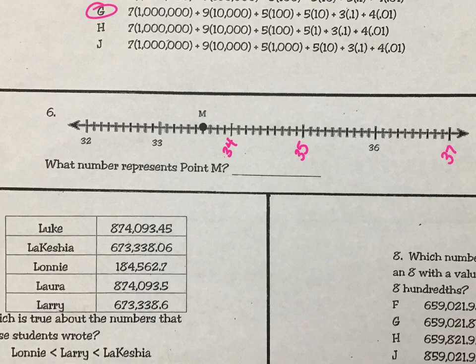Tenths. So this would be 33 and 1/10, right? 33 and 2/10, 33 and 3/10, 33 and 4/10, 33 and 5/10, and that means M is 33 and 6/10. Very good. Very good.